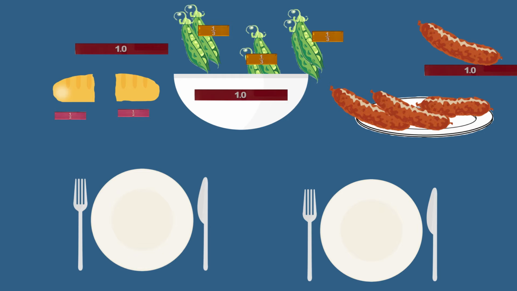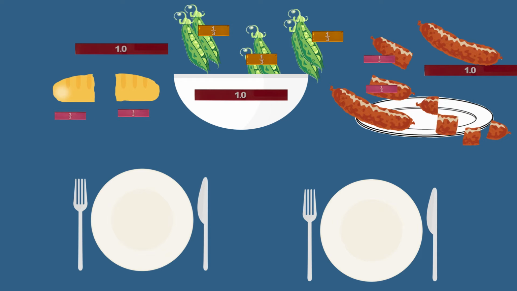And again, the same with the sausages. If I take one sausage and cut it in 2 parts, each part represents 1/2 of a whole sausage. But if I cut it in 4 parts, each part of the sausage is called 1/4.